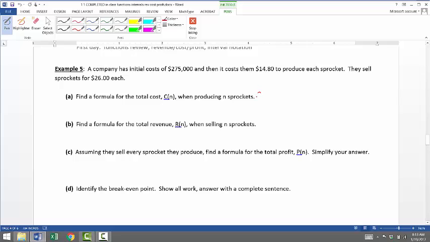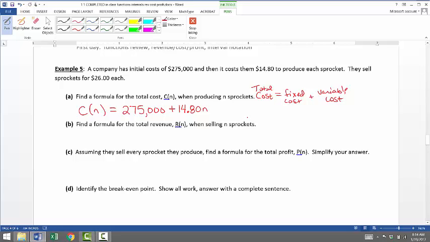So of course total cost will be their fixed costs, their initial costs, plus variable costs. So for this particular function, C of n, our fixed cost is the $275,000 plus variable cost. It depends on how many sprockets they produce. It'll be $14.80 per sprocket times n sprockets. So there is our cost function, C of n.